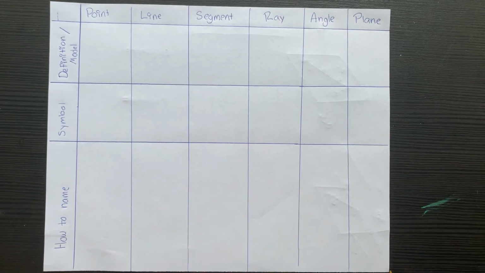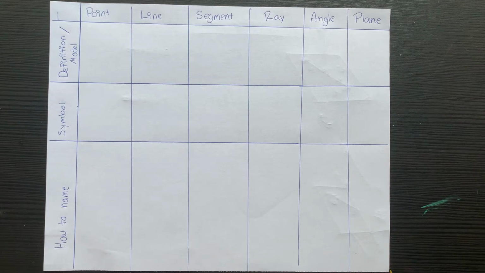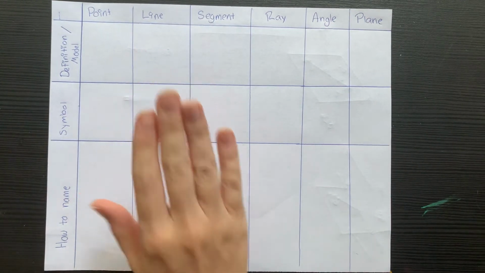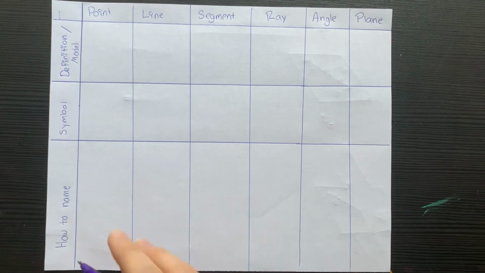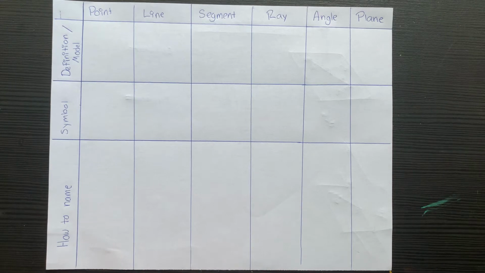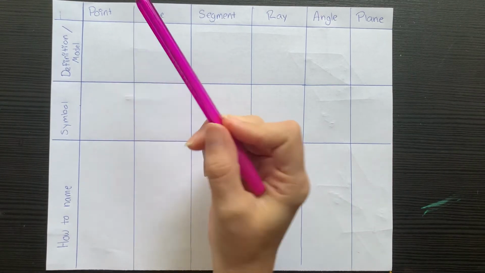That way when we're working through our geometry units this year, we'll be able to know what type of thing we're looking at just by the name of it, instead of being able to just see the picture. All right, so the names are being really important this year, so it's important that we learn this now. So we're going to start with a point.